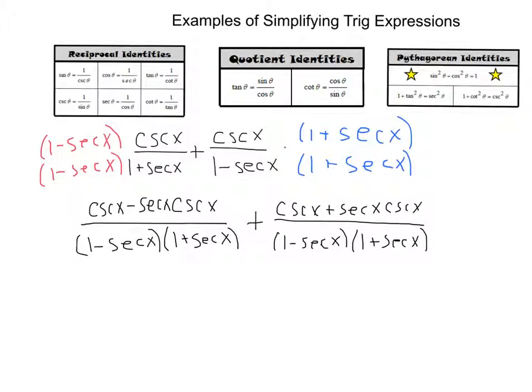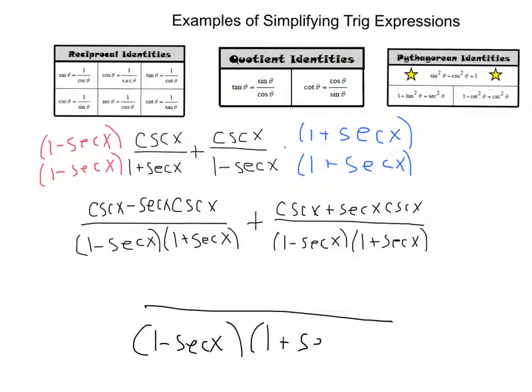That's going to leave me with one big denominator of 1 minus secant x, 1 plus secant x, and in the numerator I'm going to have cosecant x plus cosecant x. Those are like terms, so I could combine those, leaving me with 2 cosecant x, and I have negative secant x cosecant x plus secant x cosecant x. Those are going to cancel each other out, so we're just left with all of this down here.